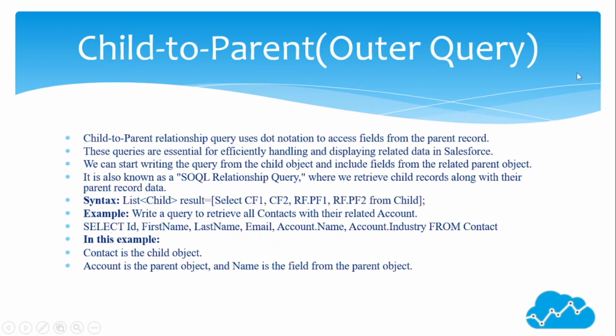Child to parent outer query. A child to parent relationship query uses dot notation to access fields from the parent record. These queries are essential for efficiently handling and displaying related data in Salesforce. We can start writing the query from the child object and include fields from the related parent object. It is also known as a SOQL relationship query, where we retrieve child records along with their parent record data.